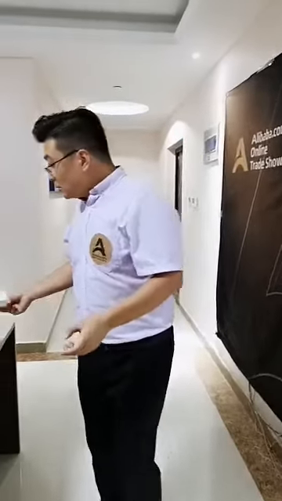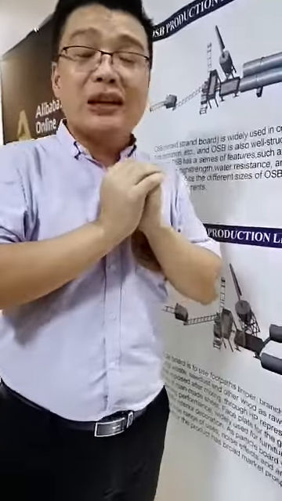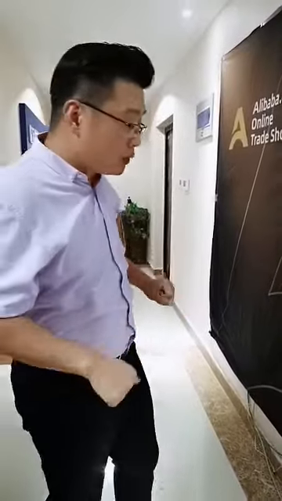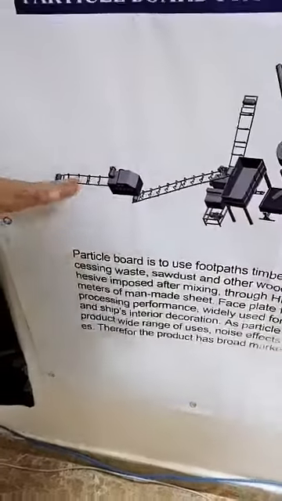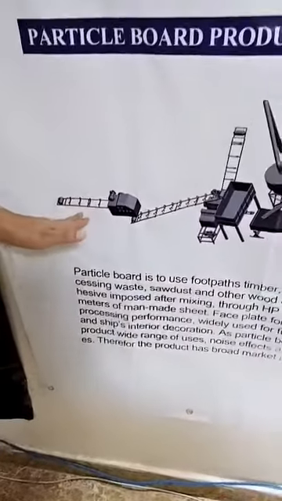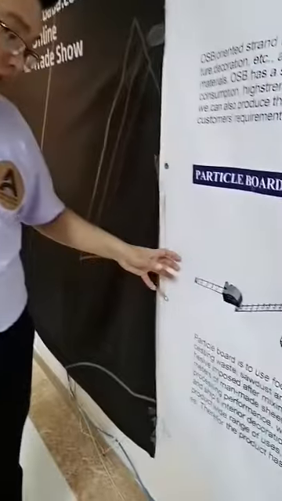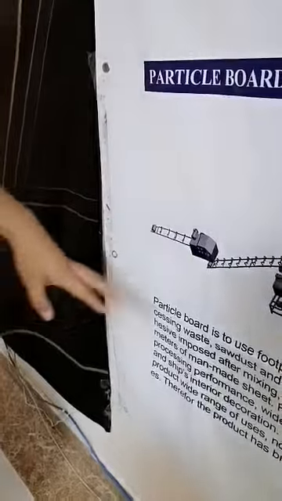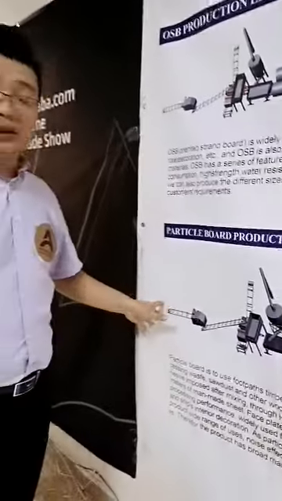Then actually some friends will ask you, for the whole line, how many workers should we need? Now I will explain for you. First, at the very beginning, there are no laborers, we just need 2 drivers to drive the forklift to feed the wood and raw material to the belt transfer or the roller transfer. And in this machine, no worker is needed to monitor it. The forklift driver can do it.